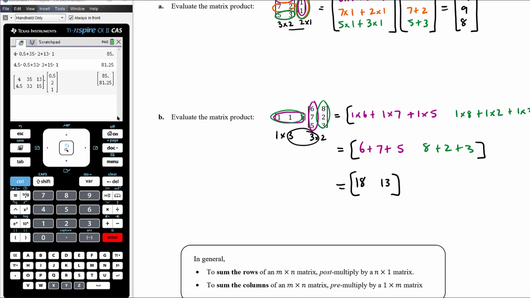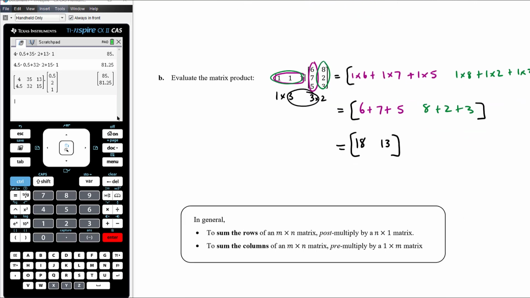So generally speaking, to sum the rows of an m by n matrix, so we just summed the rows of a 3 by 2 matrix by multiplying by a 2 by 1 matrix. Okay, so we used a column matrix 2 by 1, multiplied that by the 3 by 2 to sum the rows of the matrix, and we post multiply. The summing matrix goes after, post rather than pre. So the summing matrix goes after the matrix that we want to sum the rows in, and it's going to be a column matrix.